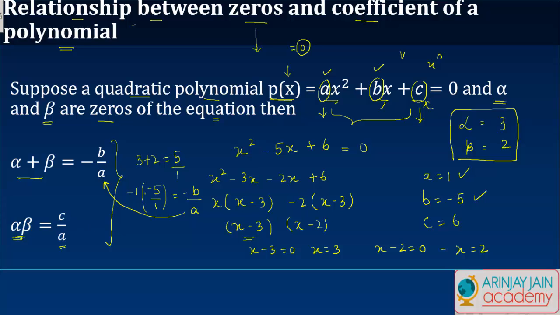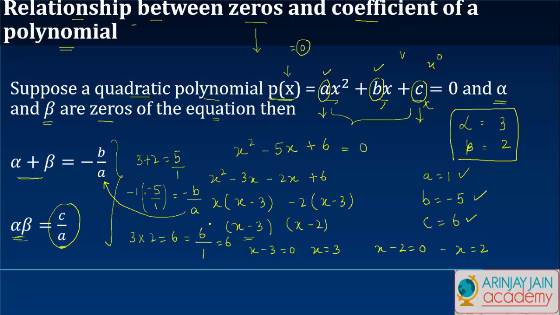How about the second one? Alpha times beta: alpha is 3 into beta is equal to 2, which is equal to 6. Now can I say that this is equal to c upon a? What is my value of c? c is 6, a is 1. Which means that this also holds good.